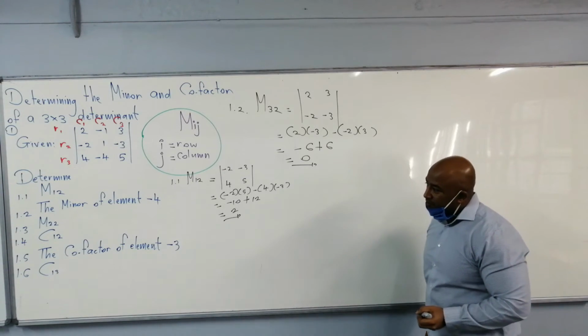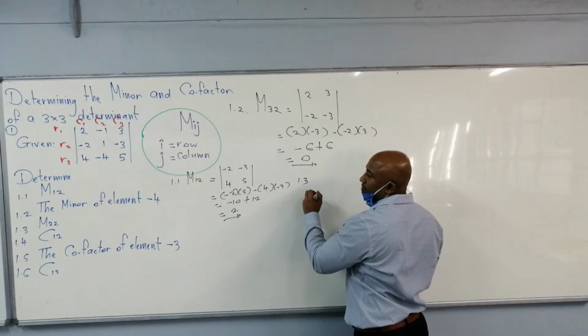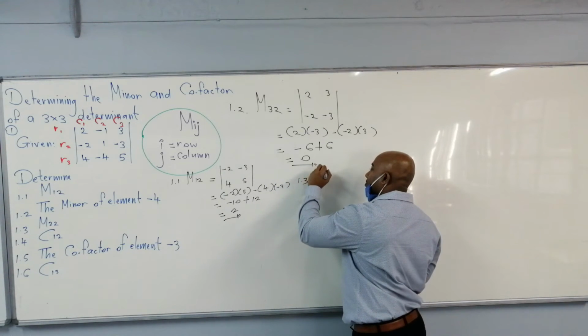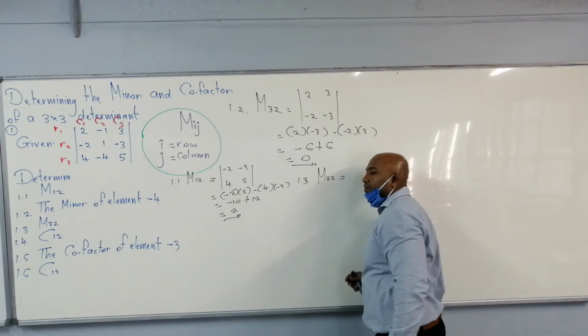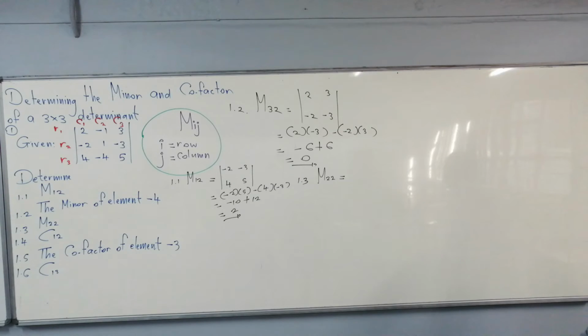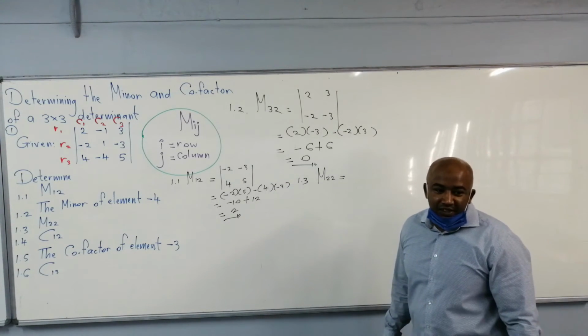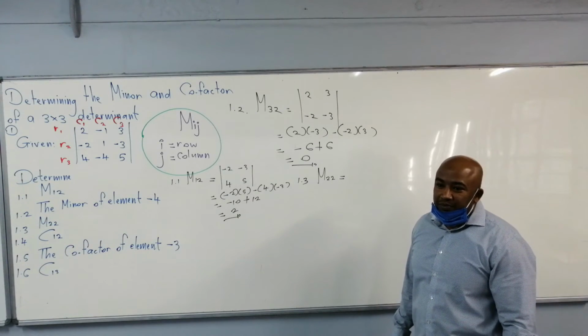So that was M32. M22 now. It's simple. I told you the whole section is simple. Okay, blocking a row, blocking a column.